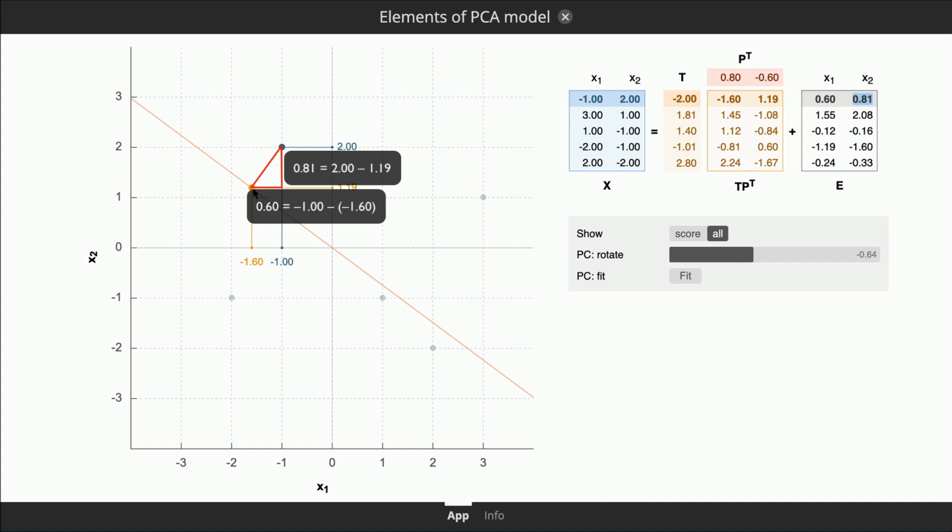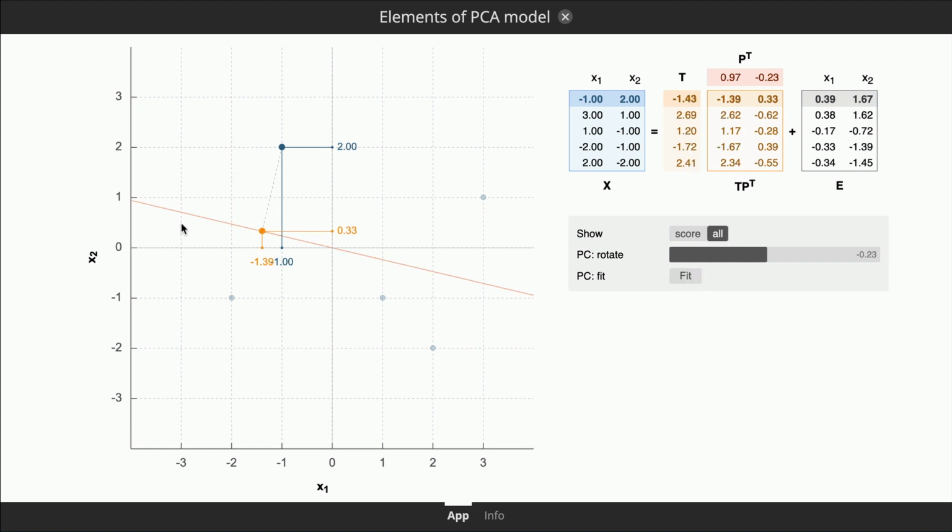How can we compute it? We need to take a difference between x1 coordinates of these 2 points, and then we need to take a difference between x2 coordinates of these 2 points. And then if necessary, if you square this and take a sum of these squared distances, then you will get a squared residual distance, which we computed also in the first step, right? So this is how PCA works. And then if you click fit, it finds the best orientation of the latent variable that minimizes this sum of squared values in E.